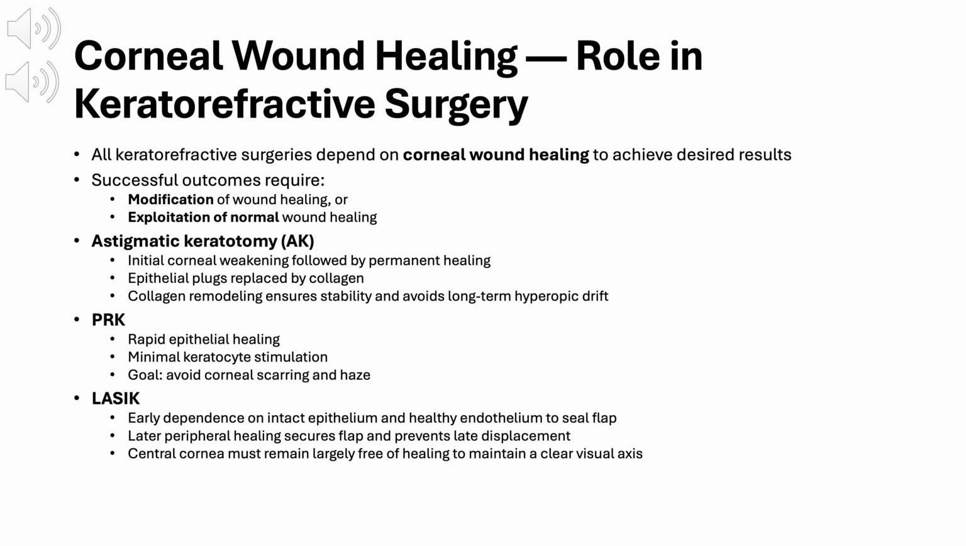In PRK, the biology is very different. The epithelium heals rapidly, and ideally we see minimal keratocyte activation in the anterior stroma. The entire goal is to allow resurfacing while avoiding excessive fibroblast activity, which is what leads to corneal haze and scarring.